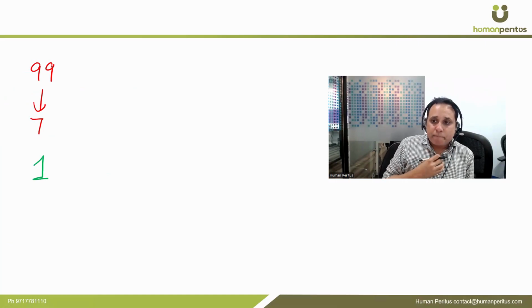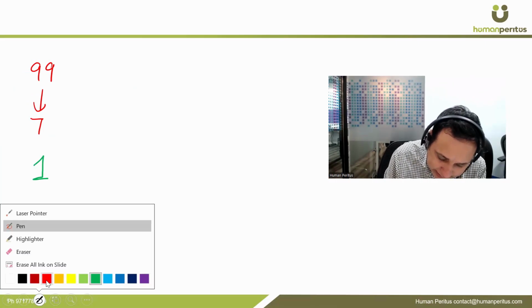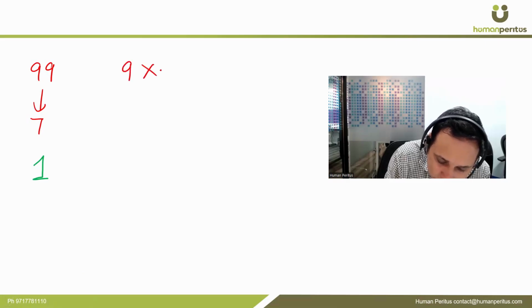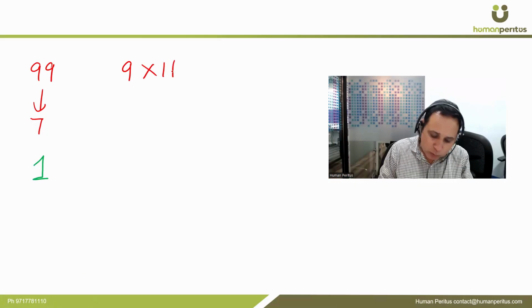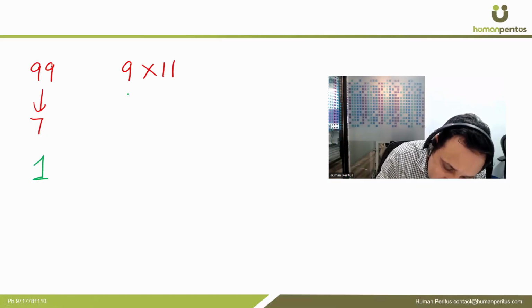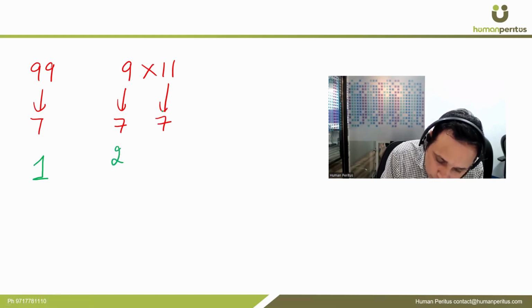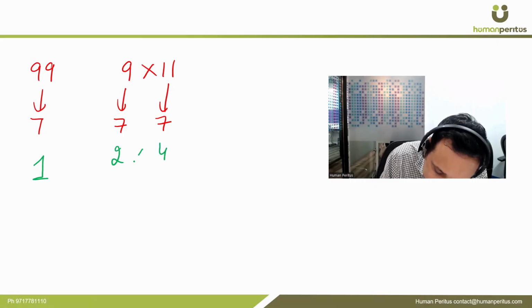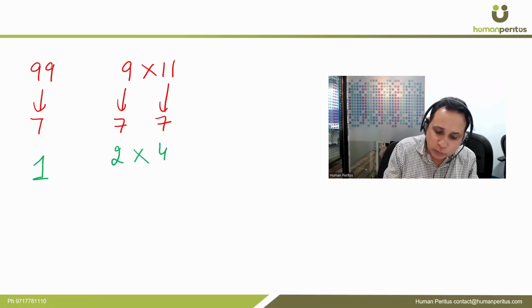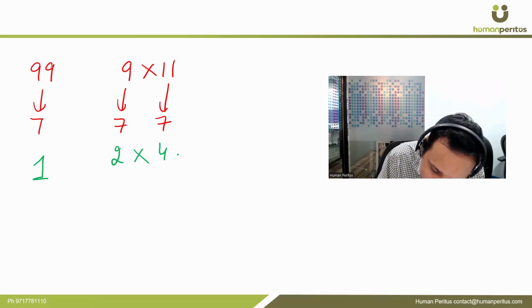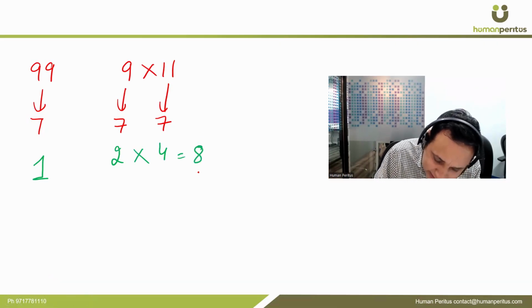Now guys, what if I write my 99 as 9 into 11? Then what I do is I try to find the remainder if I divide this by 7 separately and this by 7. So what is the remainder in this case? I get 2 and I get 4. I multiply them, 2 into 4, because 9 into 11. So 2 into 4, I get 8. Again, I divide this 8 by 7 and I get my remainder, which is 1, which is the same as the original remainder.